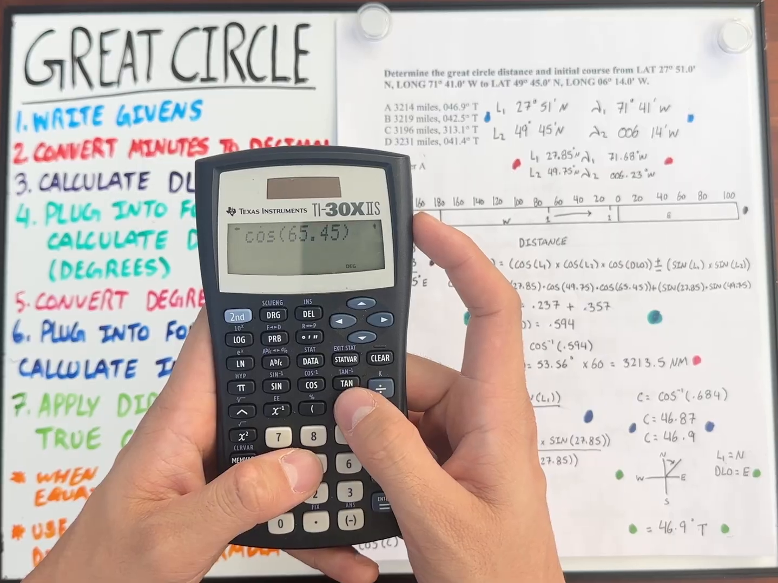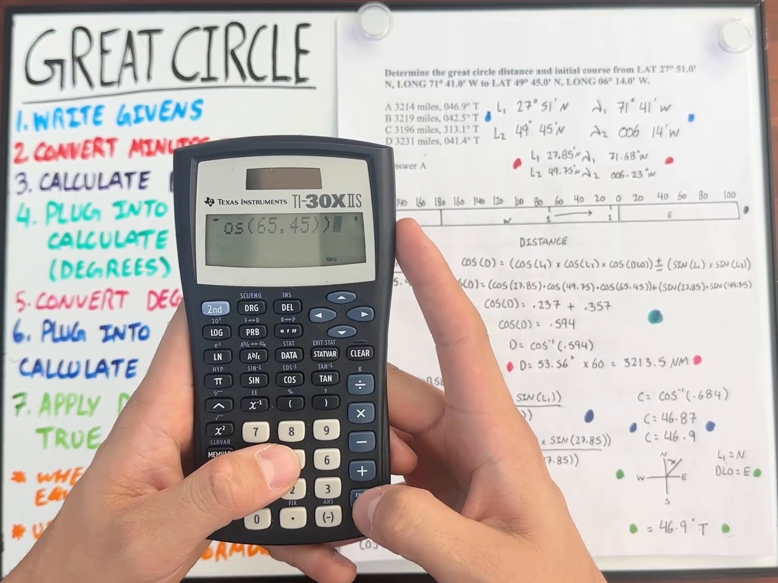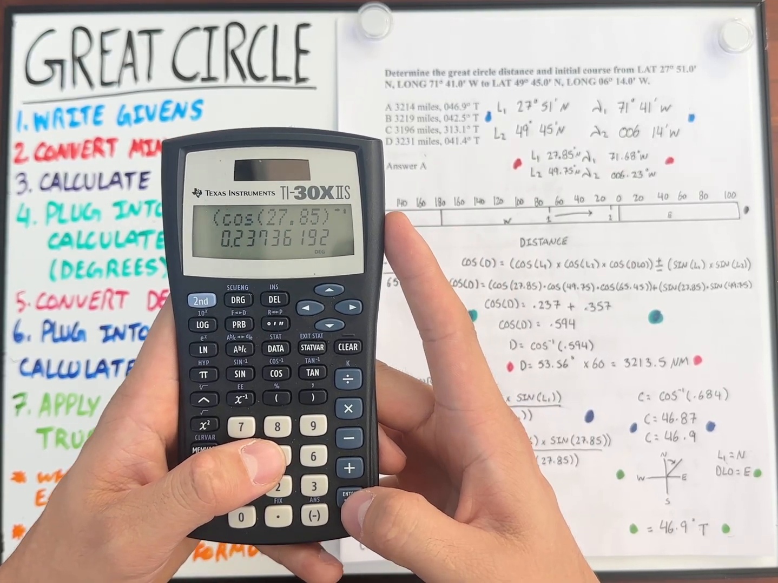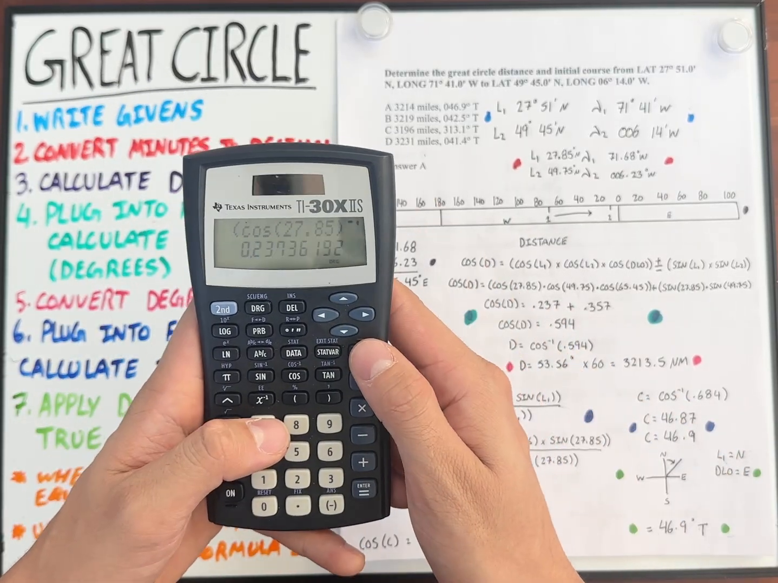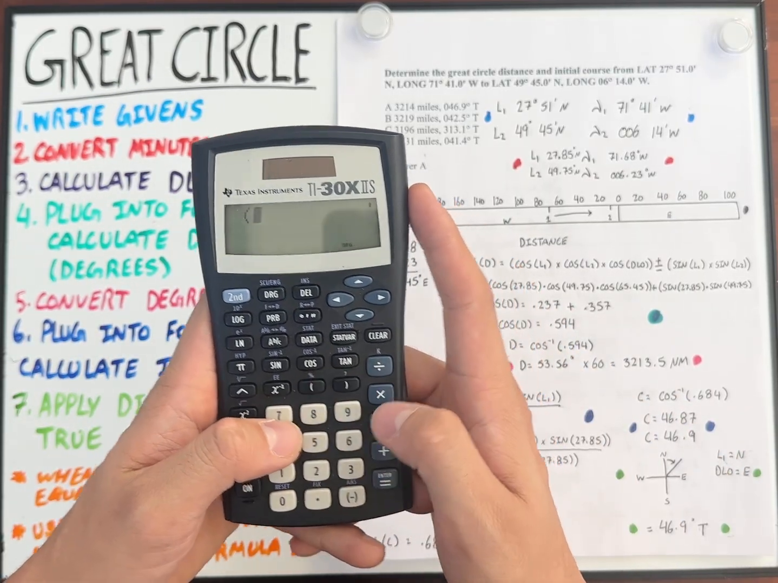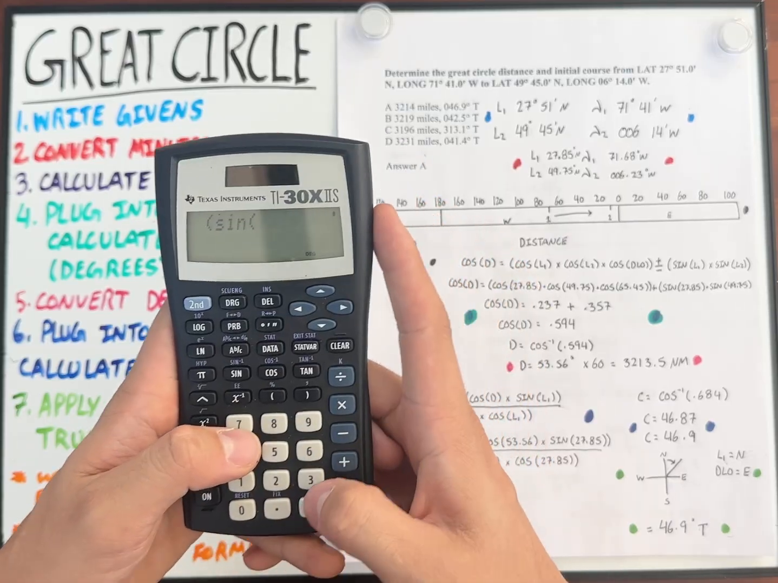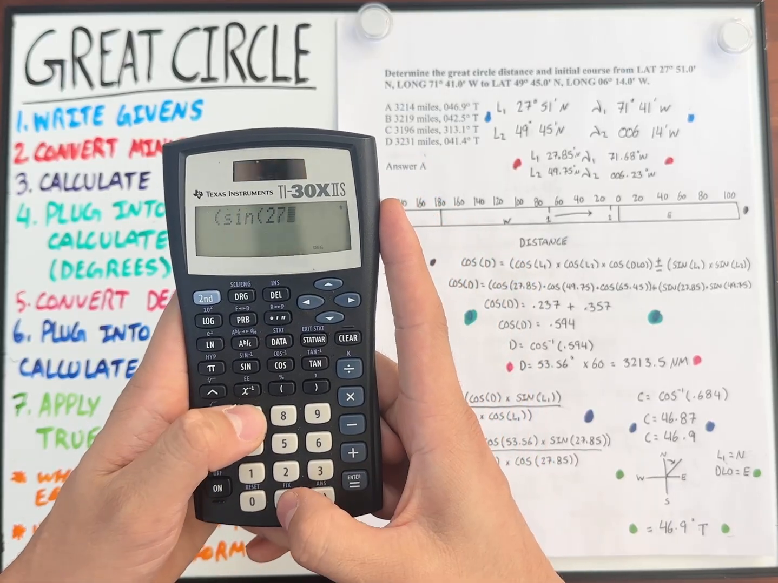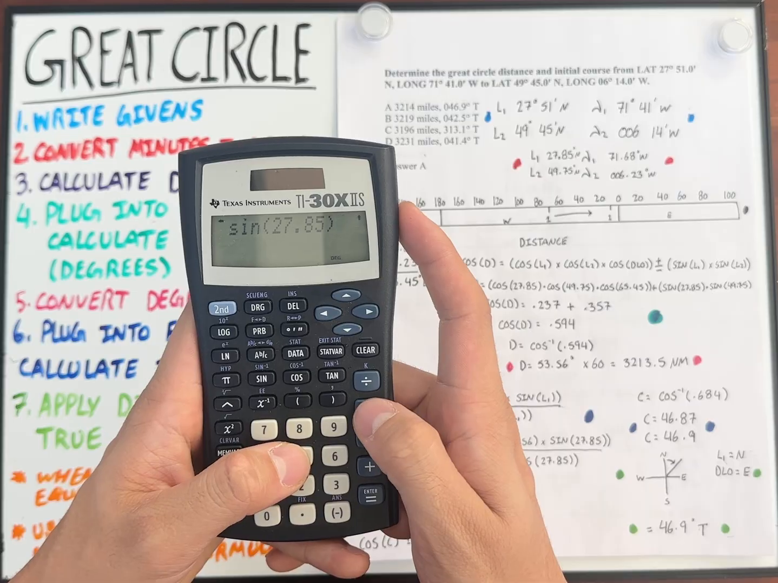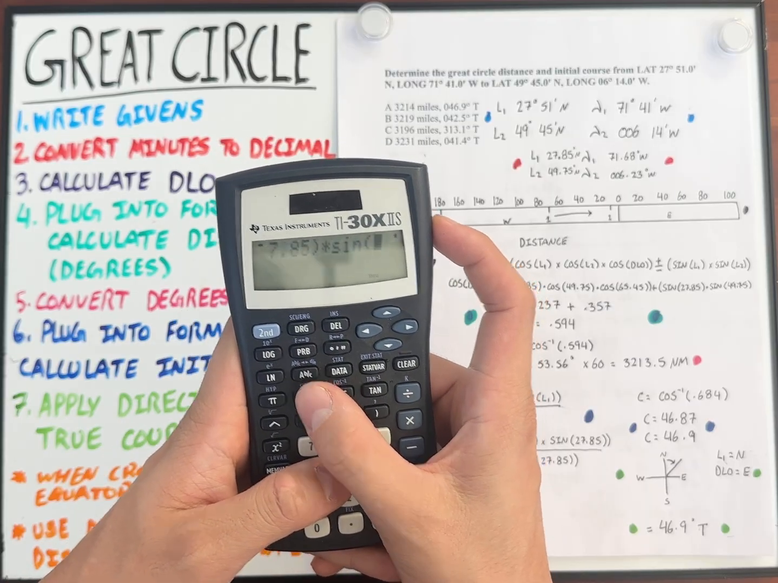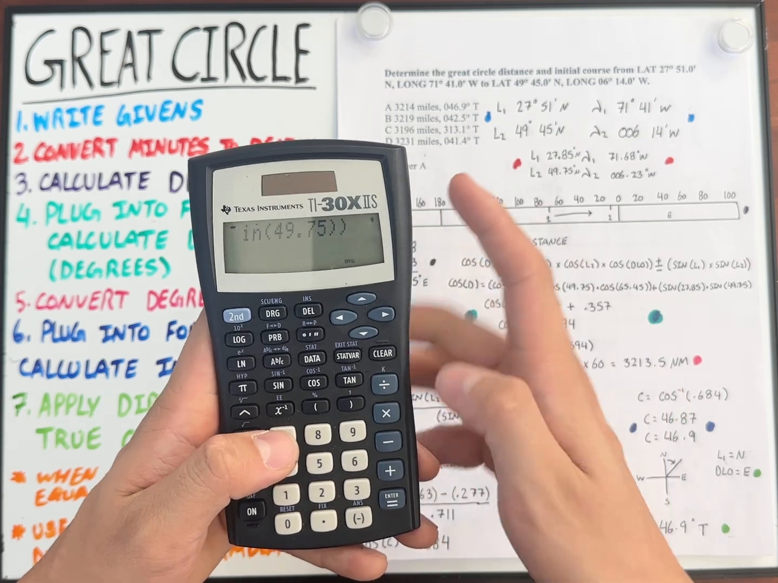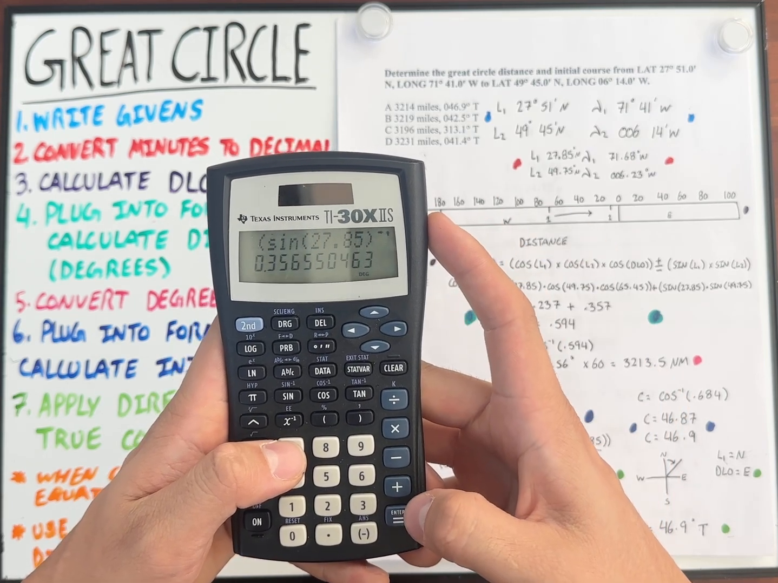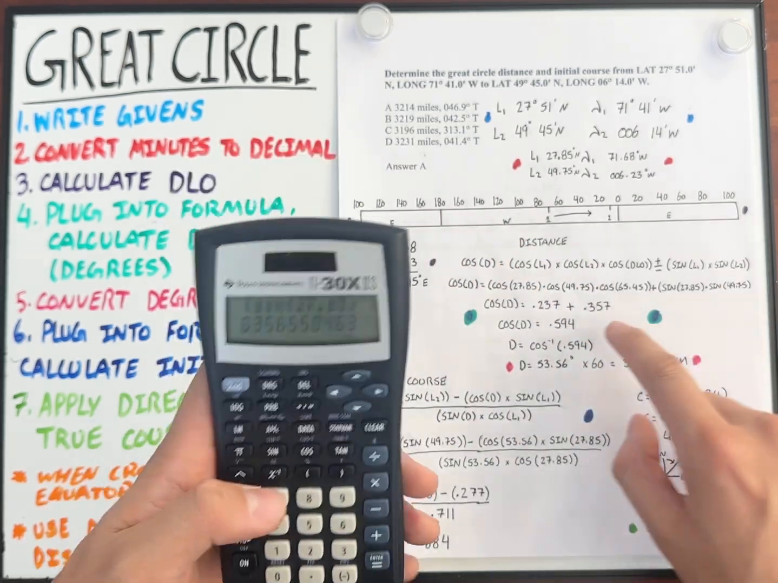65.45. All that, and then we want the second parentheses on the end, gives us 0.237. Write that here. Then we will do our second grouping. That first parentheses times sine of lat 1, 27.85, close parentheses, times sine of lat 2, sine of 49.75, and then we want that close parentheses on the end. Gives us a decimal of 0.356.